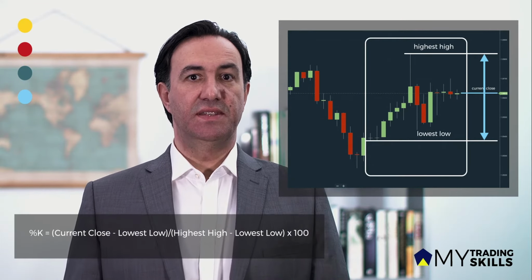I'm with you so far. If the current close is at the low, the percentage K will be 0%. If it is at the high, then it will be at 100%. If it is halfway in between, it's 50%. The number gives us some good insights into the momentum of the price.